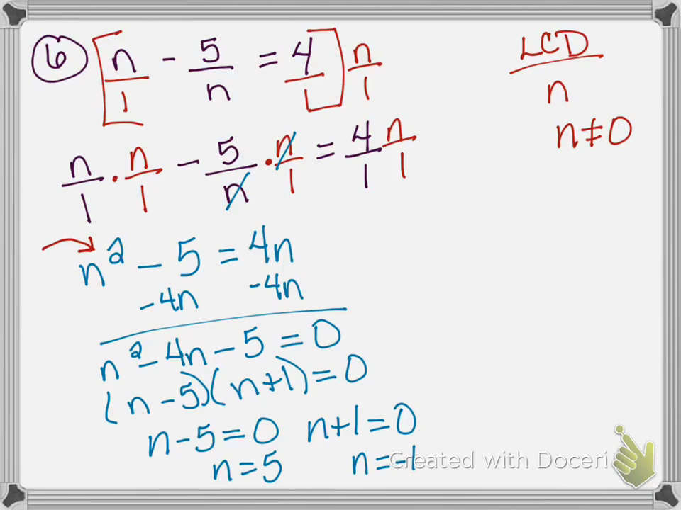So I can have two correct values. I do have to check and make sure I don't need to throw any of them out. I don't need to throw any of them out because neither one of them is 0. So I am in good shape. Okay, let's move on to the next one.